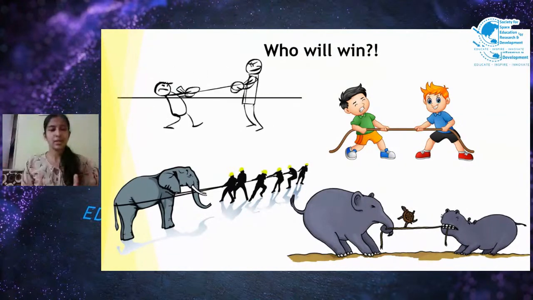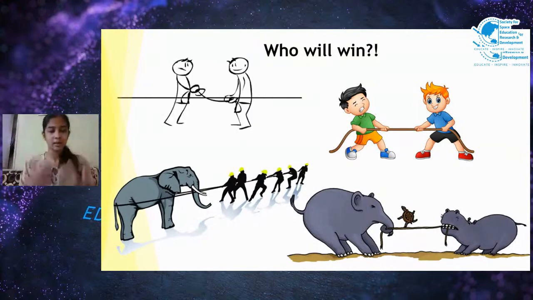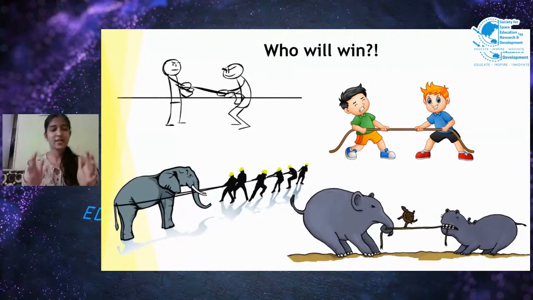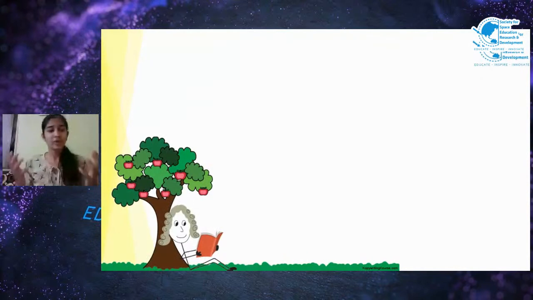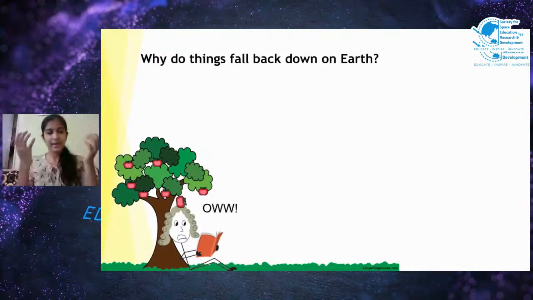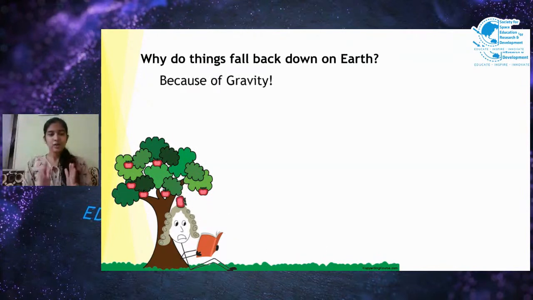This is the same concept which works on our earth too, which we name gravity. When we throw something up, it comes back towards earth, right? So why do things fall back down on earth? Do we know that? I'm sure that you have learned it. This is because of gravity.